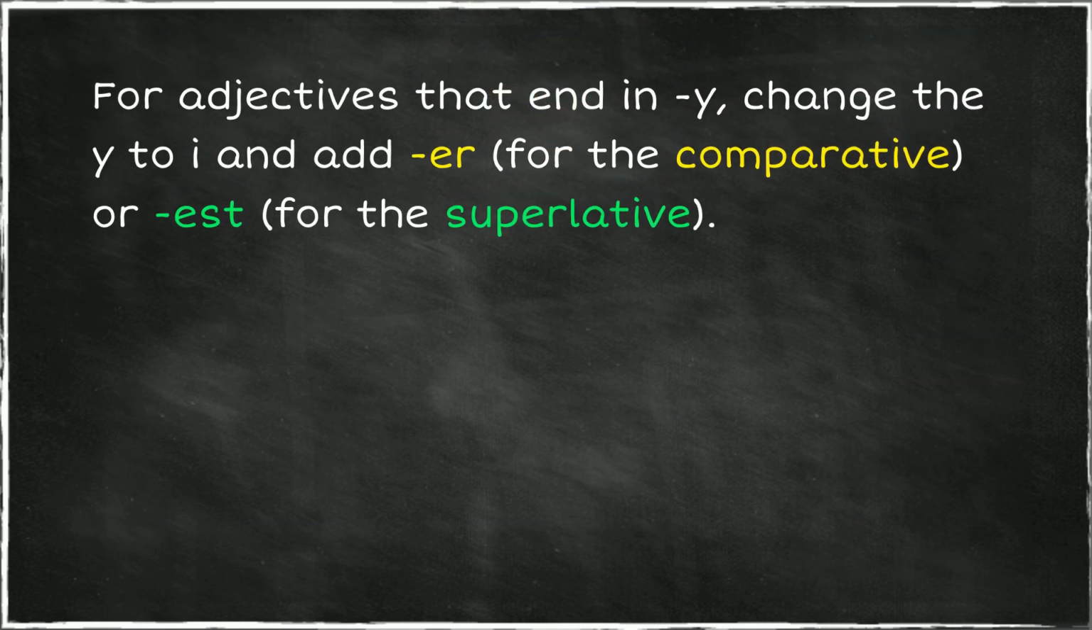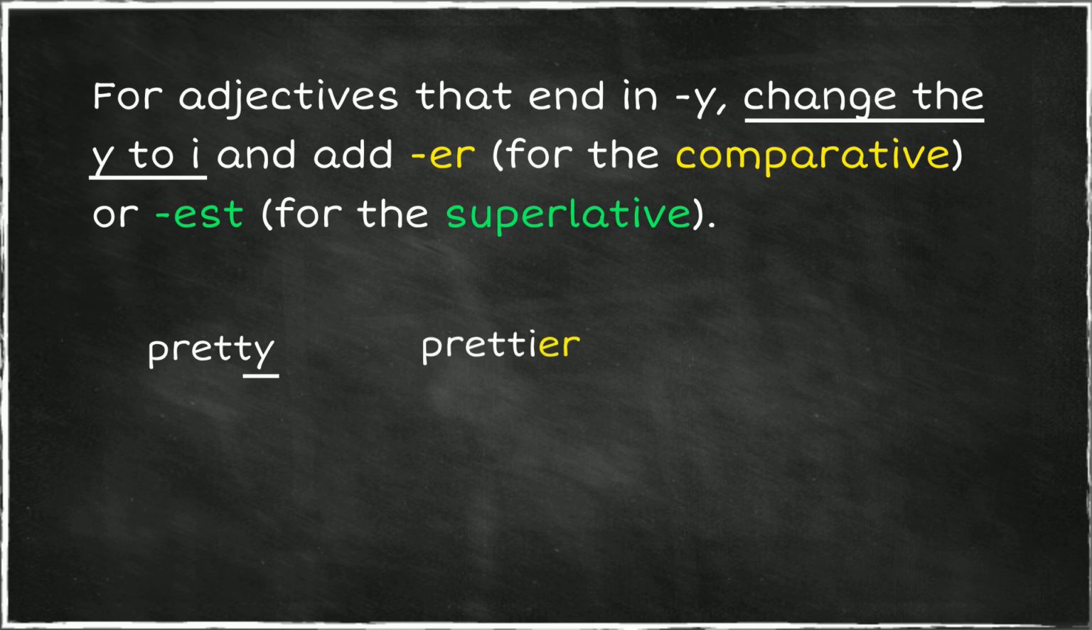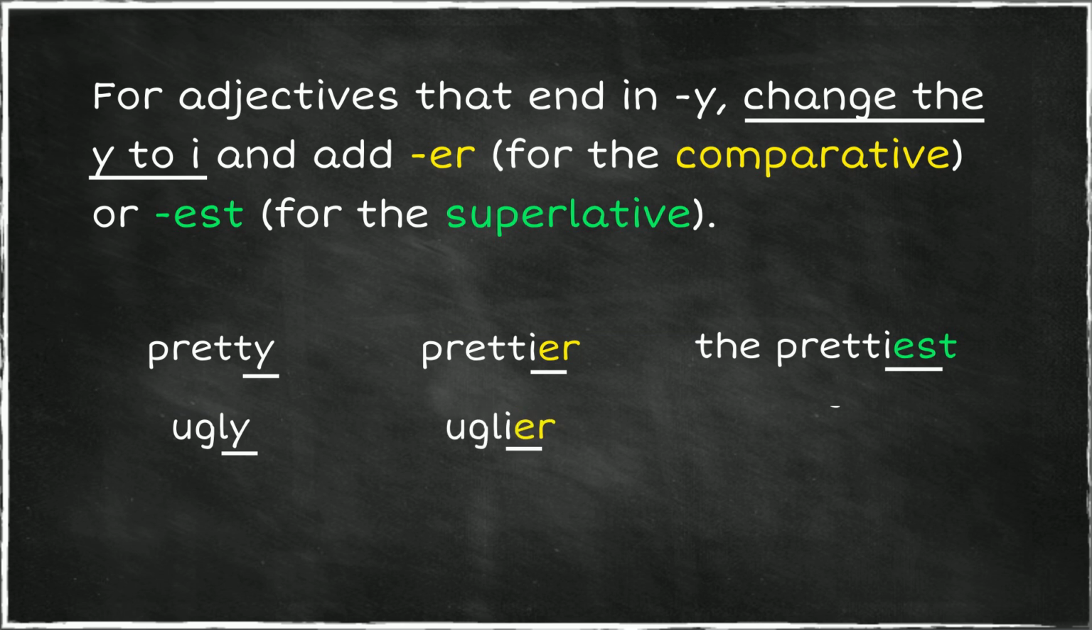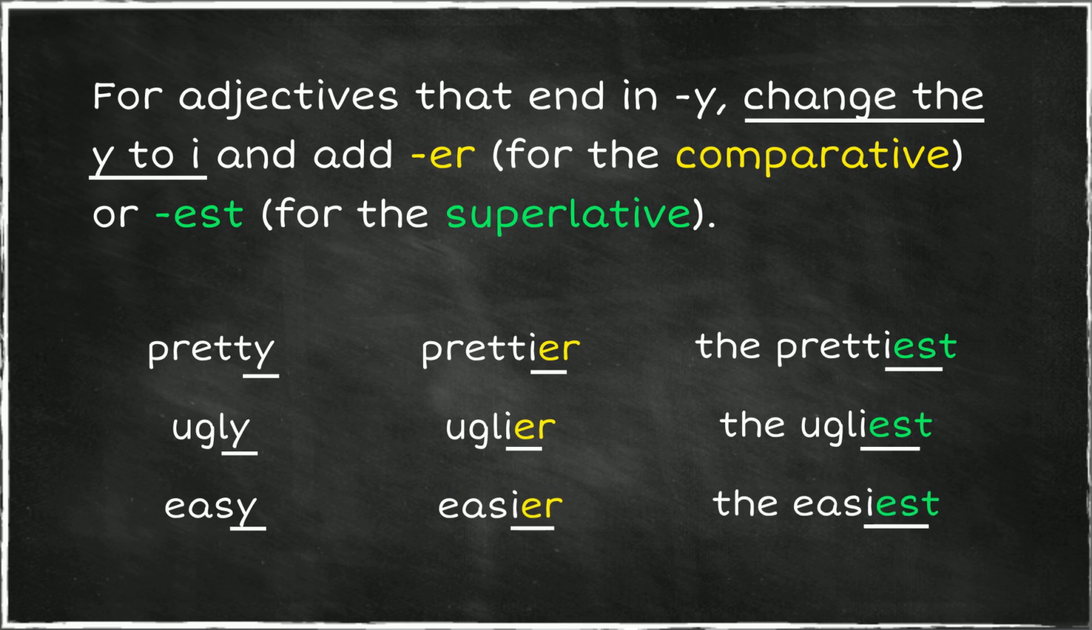For adjectives that end in y, change the y to i and add er for the comparative or est for the superlative. For example, pretty, prettier, the prettiest. Ugly, uglier, the ugliest. Easy, easier, the easiest.